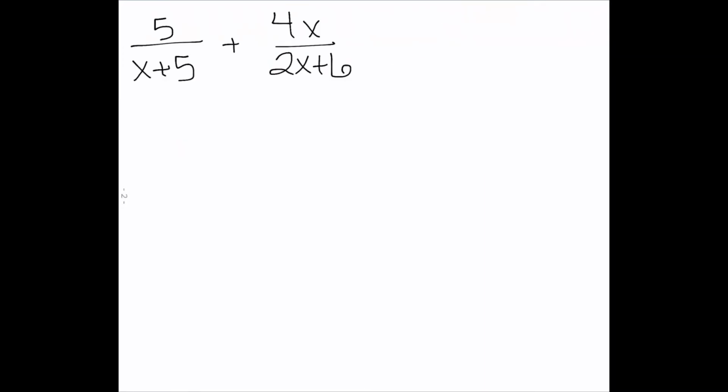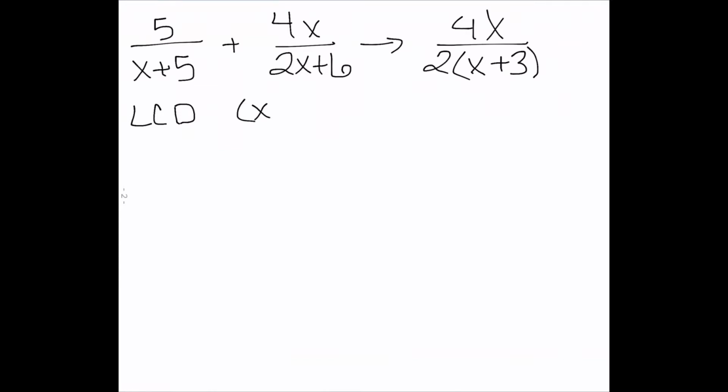Here's our first example, and here we can start by factoring the second denominator. They have a 2 in common, and I'm left with x plus 3. So my least common denominator, the first fraction has an x plus 5. The second fraction has a 2 and an x plus 3. And it's customary to write numbers out front, but it's not necessary.